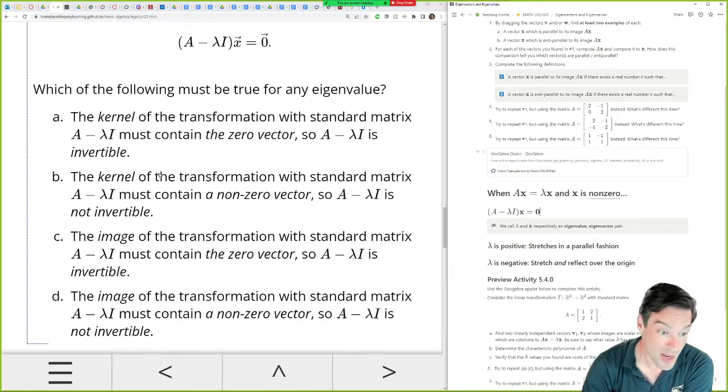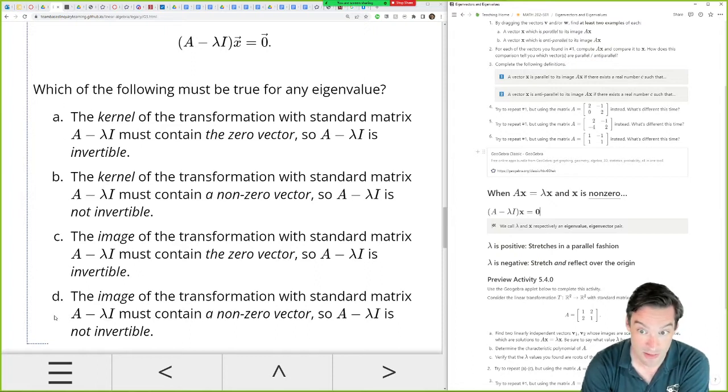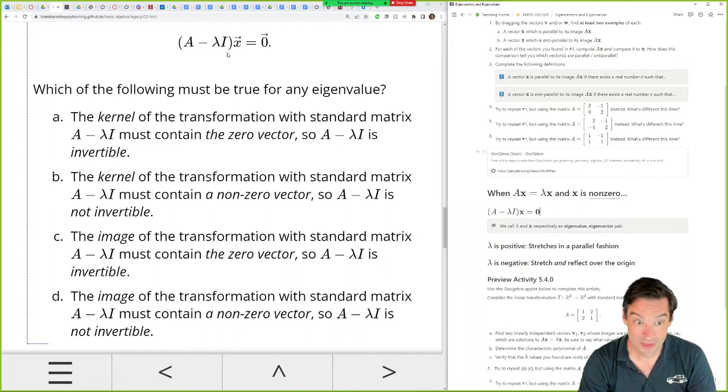And so this is your job with your team for about the next 5 minutes or so. Figure out which of choices A through D are going to need to be true in order for this equation to have a vector x which is non-zero that solves this equation.